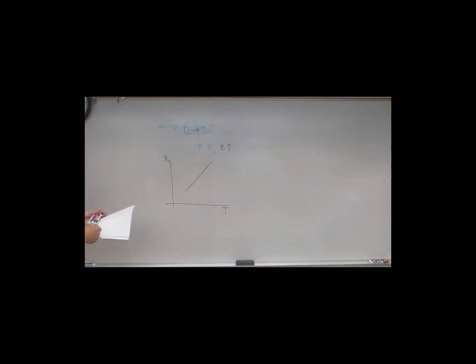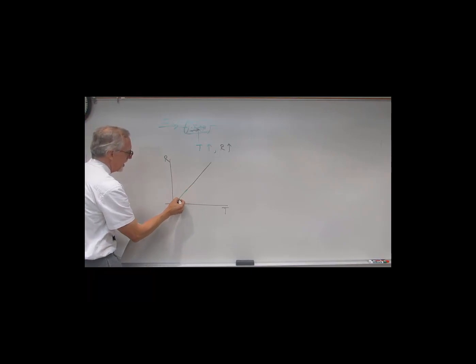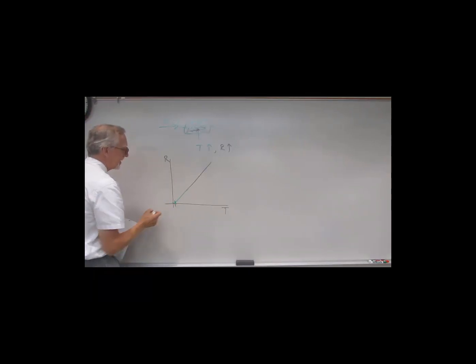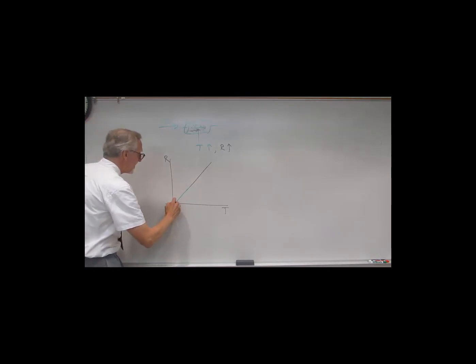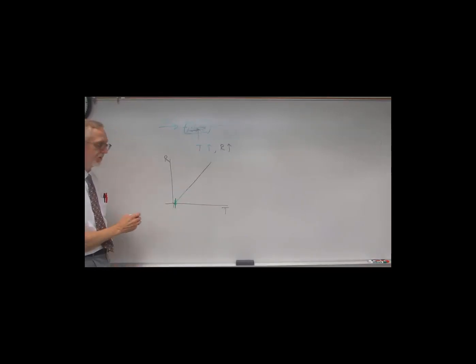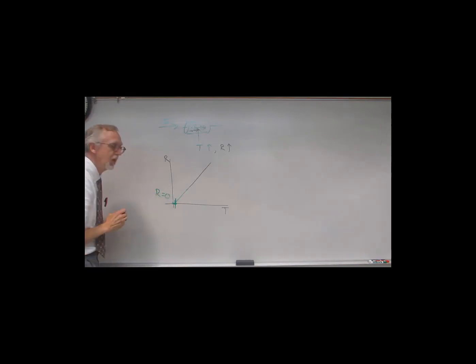Well, if we can actually imagine going the other way, what happens if we decrease the temperature? For some materials, this line will actually come down and cross the axis. It actually hits the axis at some non-zero temperature. Now, what does that mean? Well, it means at that temperature, what's the resistance? Well, the resistance is zero. We call this kind of material a superconductor.